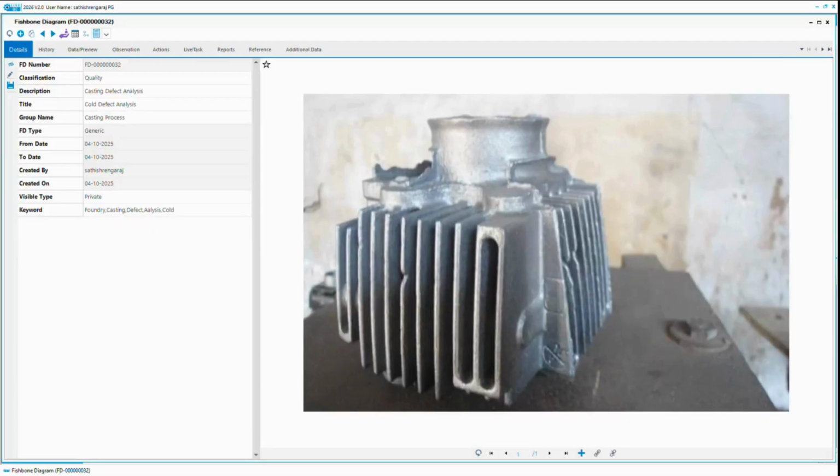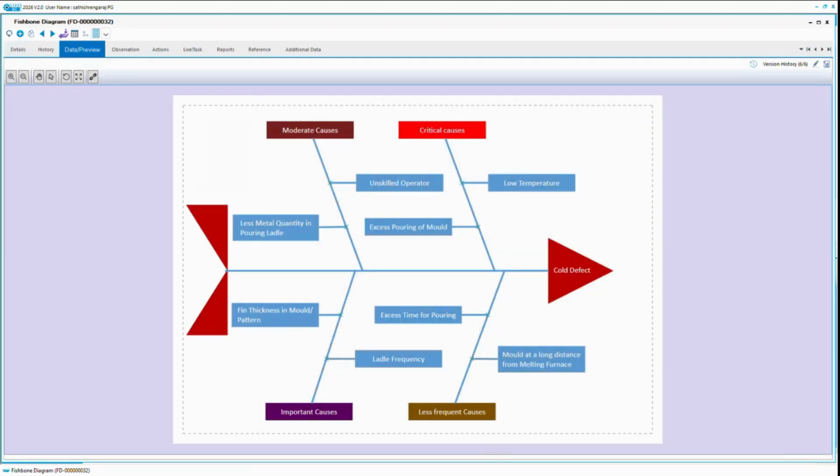Now you look at this example. It's a casting defect analysis. I am putting together the entire thing and I am saying these are all the issues that I am getting. Now, are we monitoring each one of them? Is the operator skilled? Is it a low temperature problem? Is it an excess pouring into the mold problem? Is the ladle frequency an issue? Can I take the data and look at it immediately? Can I have a dashboard of all the causal indicators?